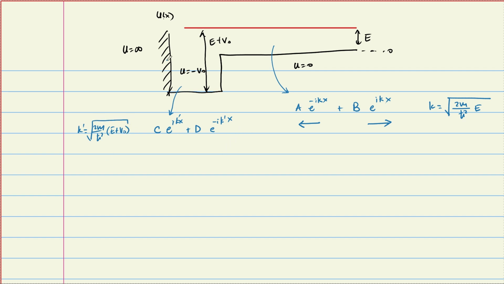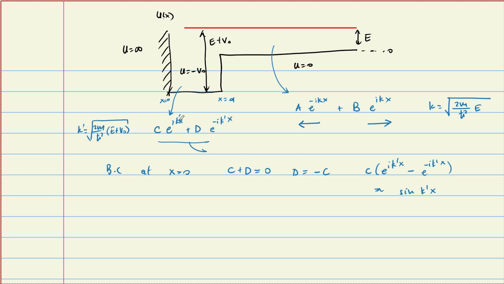Now you can put the boundary conditions. Here is x equal to 0, and this is x equal to a. The boundary condition at x equal to 0 gives c plus d is equal to 0, so d is going to be minus c. Then the wave function here is c times e to the i k prime x minus e to the minus i k prime x. But this is exactly of the form sine k prime x.